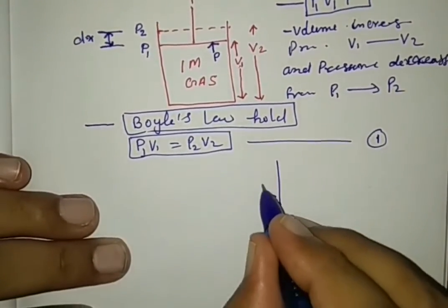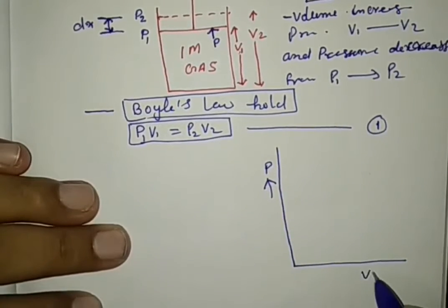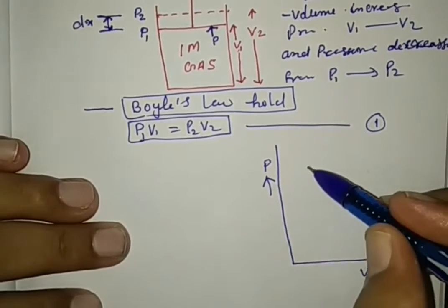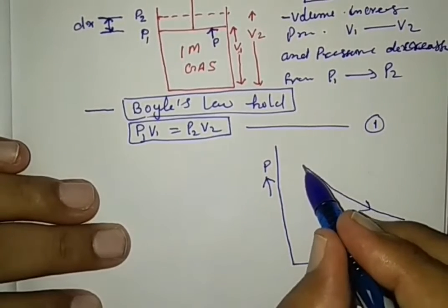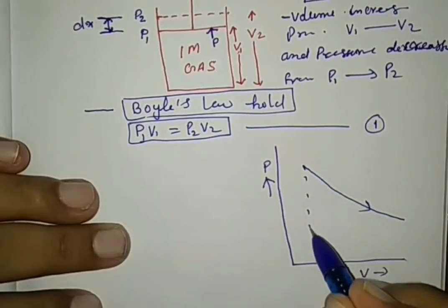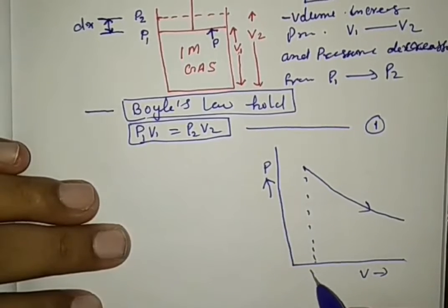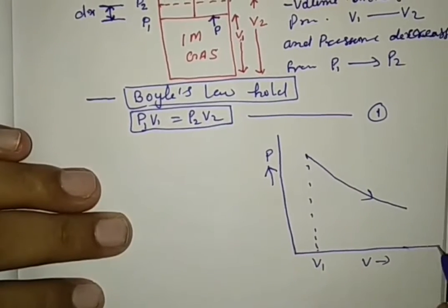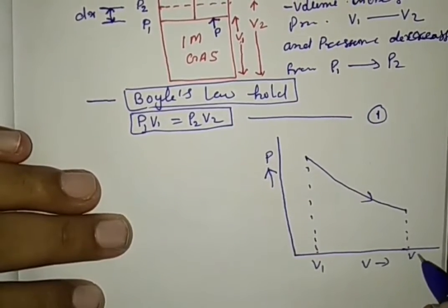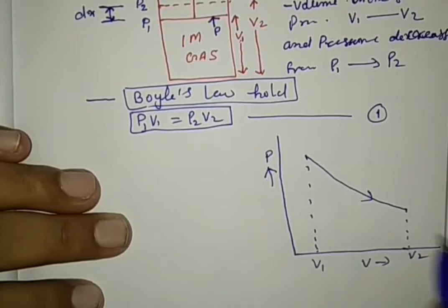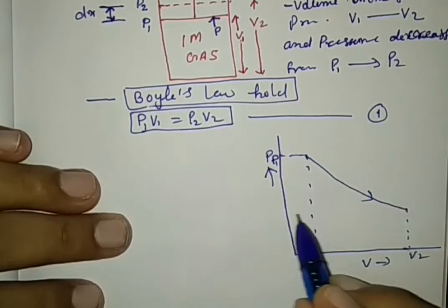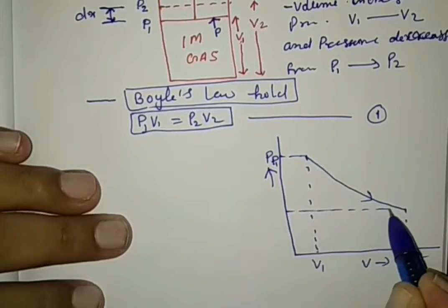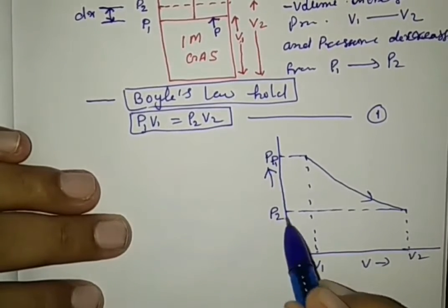See, it is pressure versus volume. Volume increases from V1 to V2. In that condition, pressure decreases from P1 to P2.